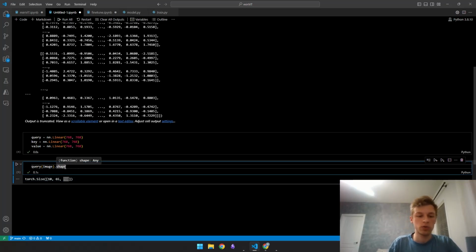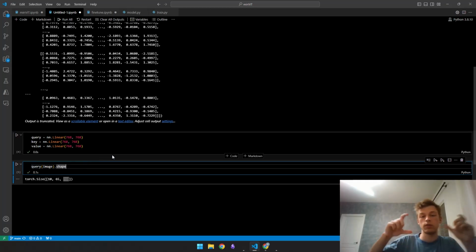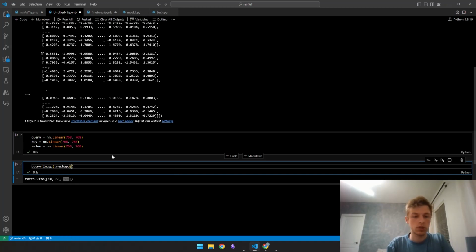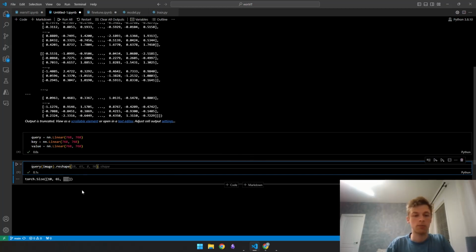And the first thing we want to do is split this query by the number of heads so that we can multiply the query and key matrices together. So what we want to do for that is reshape. The shape is now 10 by 65 by 768. We want to keep the first dimension at 10 because we don't want to mingle the 10 batches together. We keep the second dimension at 65 as well because that's simply the input size.